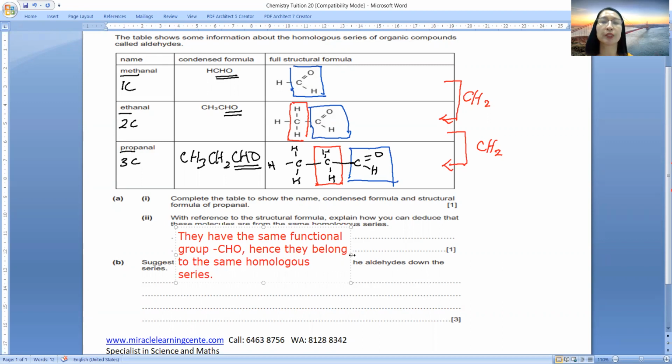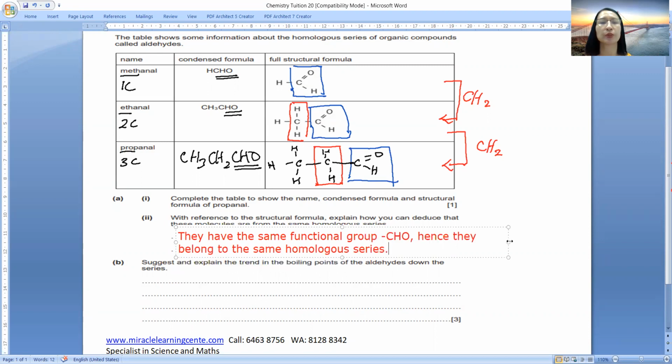So for example, your alkene, you have a double bond, right? Because they all have a double bond, they are all in the same homologous series. This is an aldehyde functional group, can you see? Same functional group, so same homologous series. Okay, the next question. State and explain the trend in the boiling point of the aldehydes shown. What's the trend of the boiling point?